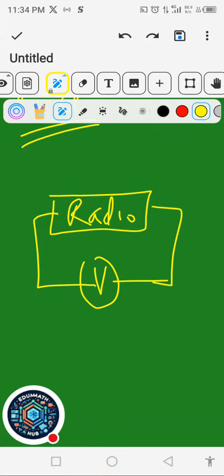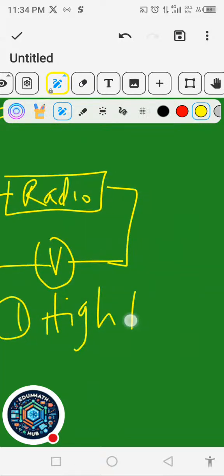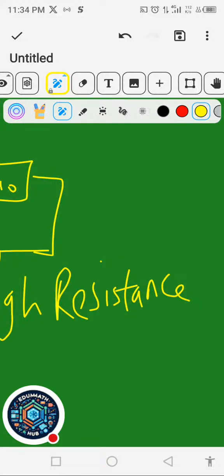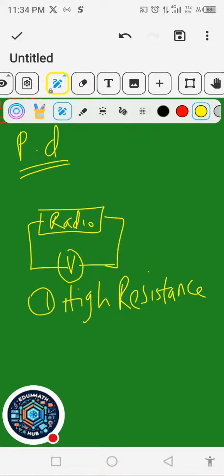Several, like 50 volts, 70 volts. And a voltmeter must have high resistance. It must have a high resistance, and it's always connected in parallel. So voltmeter must have high resistance, so that little current can flow through it. Don't forget that current and resistance are inversely proportional. So you must connect a high resistance so that small current will flow through it.